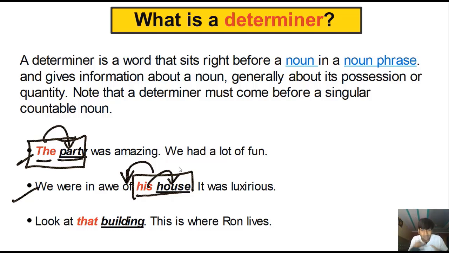Okay, so it's giving information about it. So every type of determiner will give some different type of information about the noun it determines or modifies. Okay, and all determiners, all types of determiners are basically adjectives. Since they modify a noun, we can safely call them adjectives.